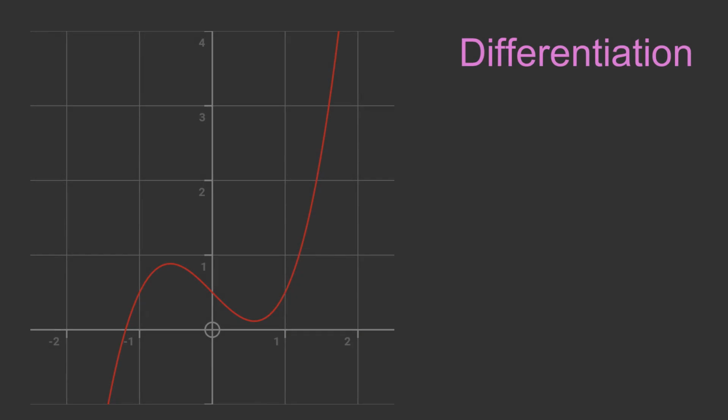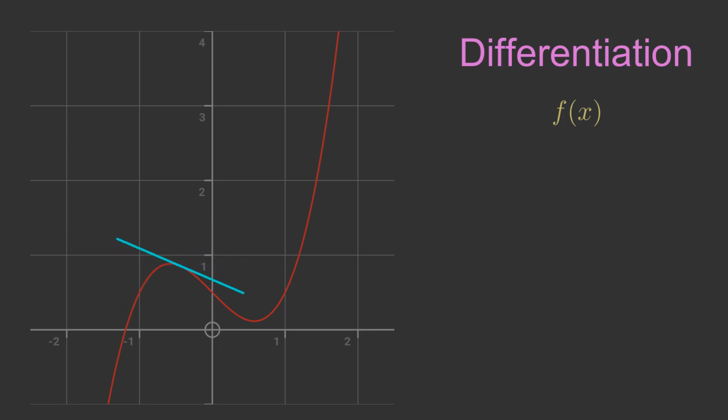Here is a graph of a function f of x. It is often useful to know the slope of that function for any value of x. The slope of the function is given by the slope of the tangent at that point. A tangent is a line that just touches the curve without crossing it.